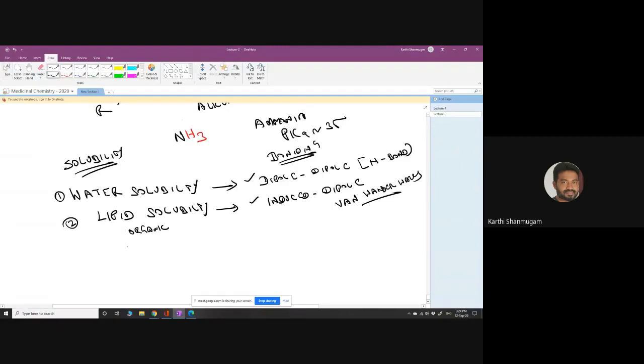There is one more thing that is very important for the solubility of the molecule, and that is ionization. That is why we are studying pH and pKa. These are two important parameters that decide whether the molecule will be in its neutral form or in its ionized form, right?